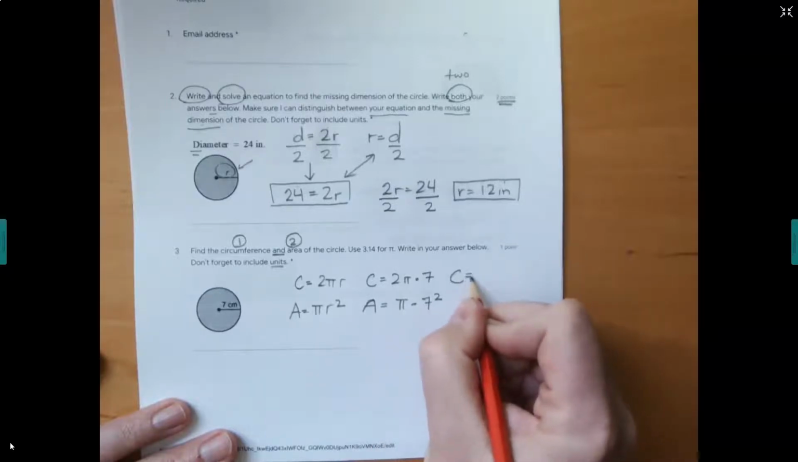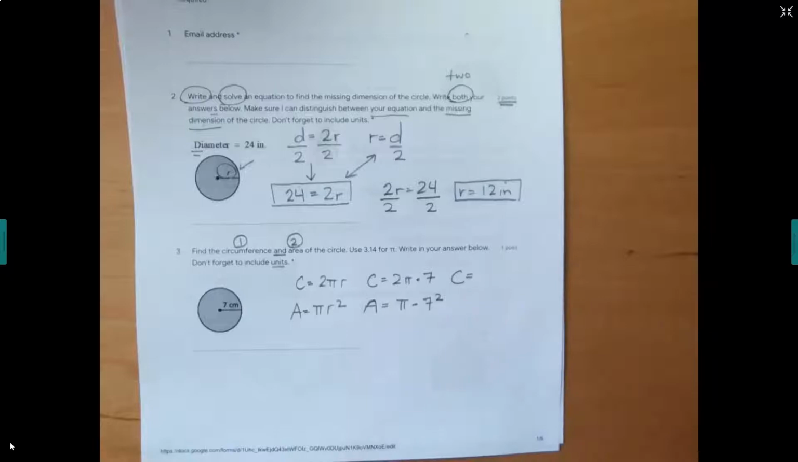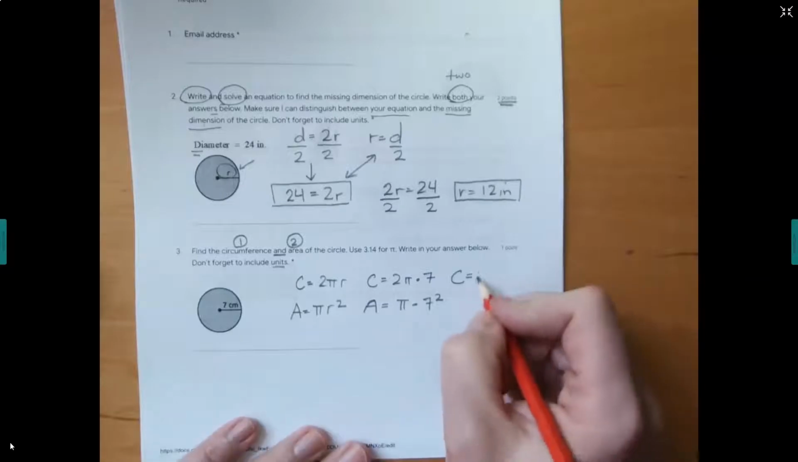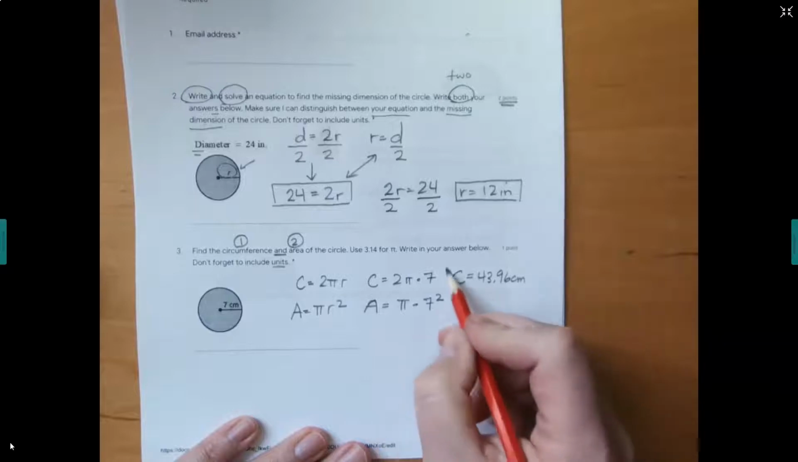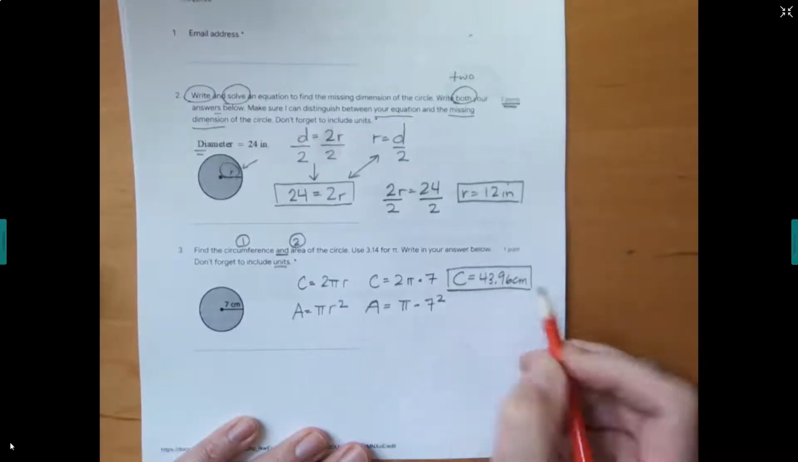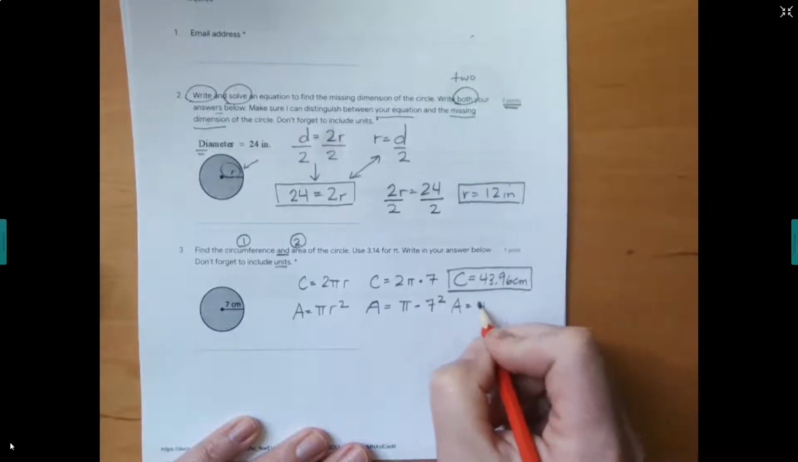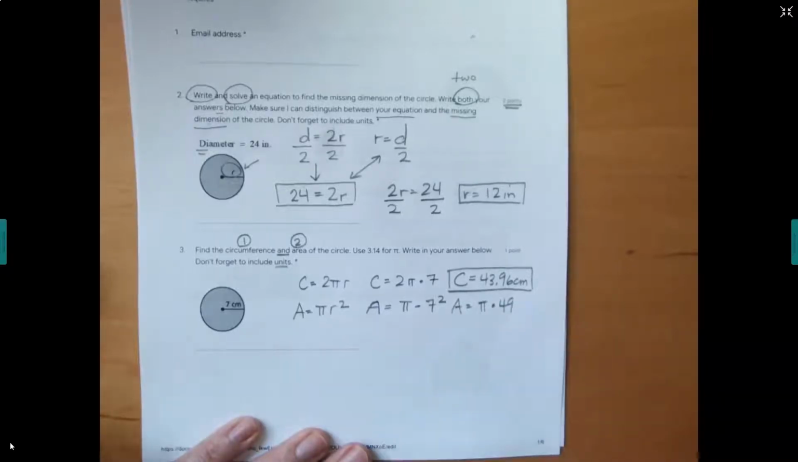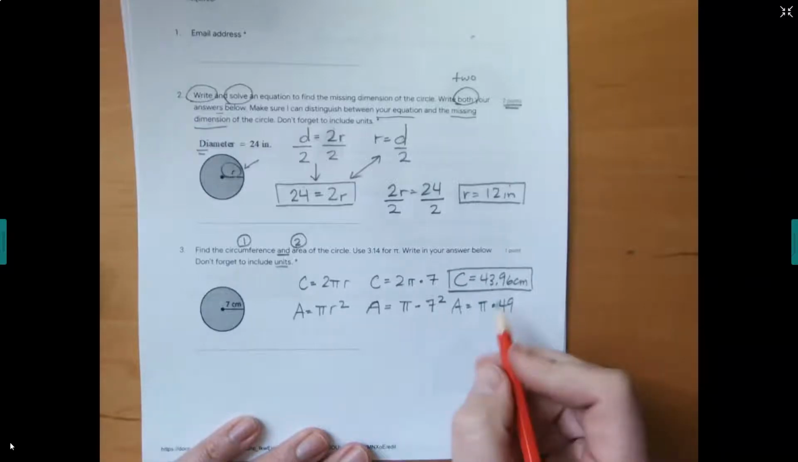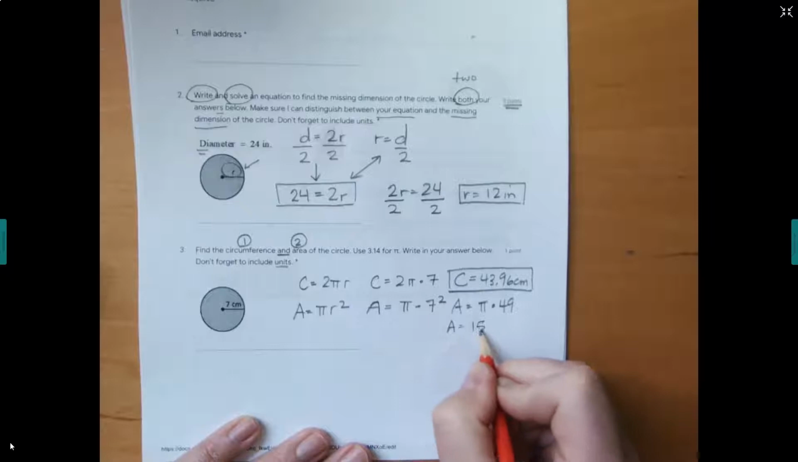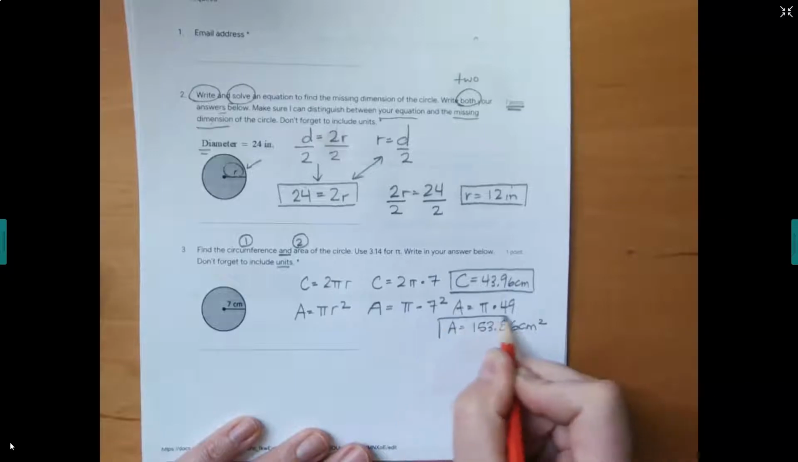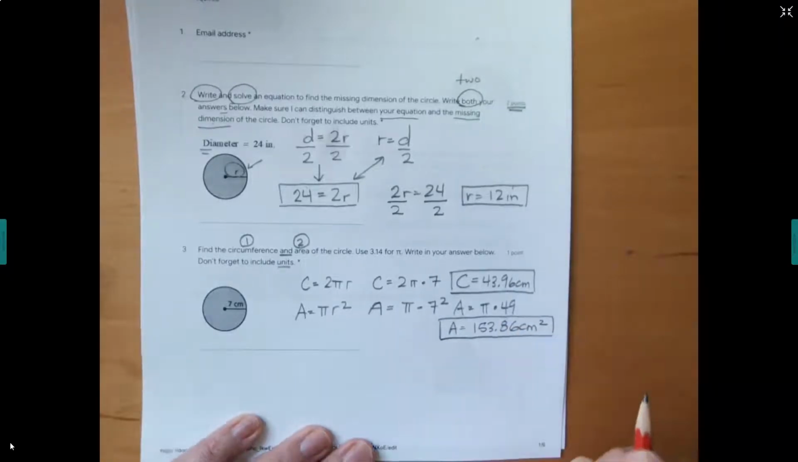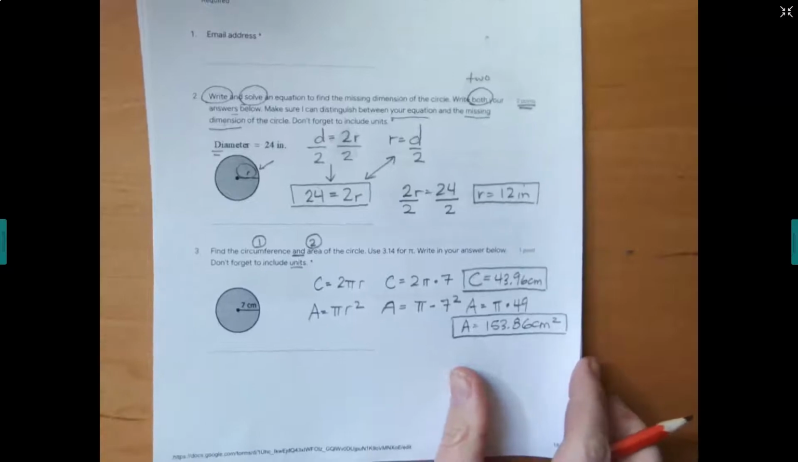So circumference equals 2 times pi times 7, or 14 times pi, and we get 43.96 centimeters. Alright, one of my answers. And then area equals pi times 49. 3.14 times 49 is area equals 153.86 centimeters squared. Alright.